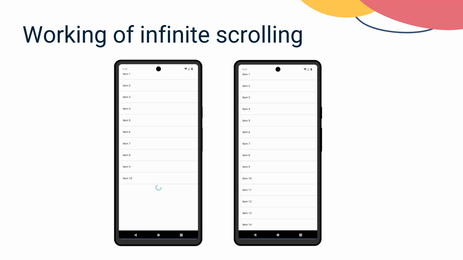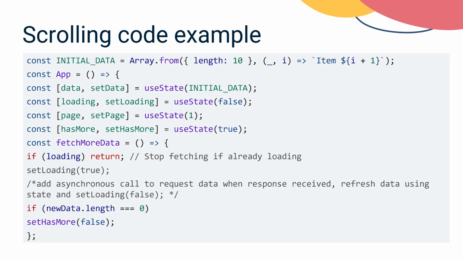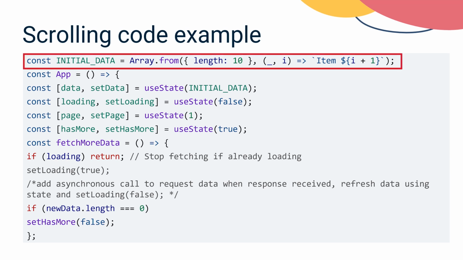In this example, you see there are 10 items. But as the user scrolls down, the loading indicator appears and more items are loaded. Let's look at the code behind the scrolling. In the code, first, the initial data is set to 10 items.